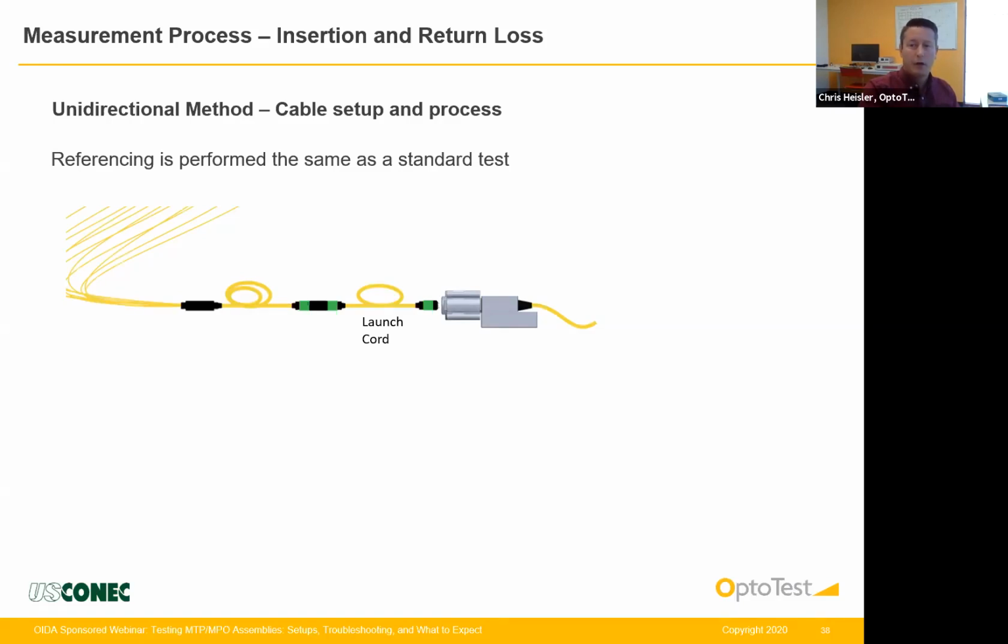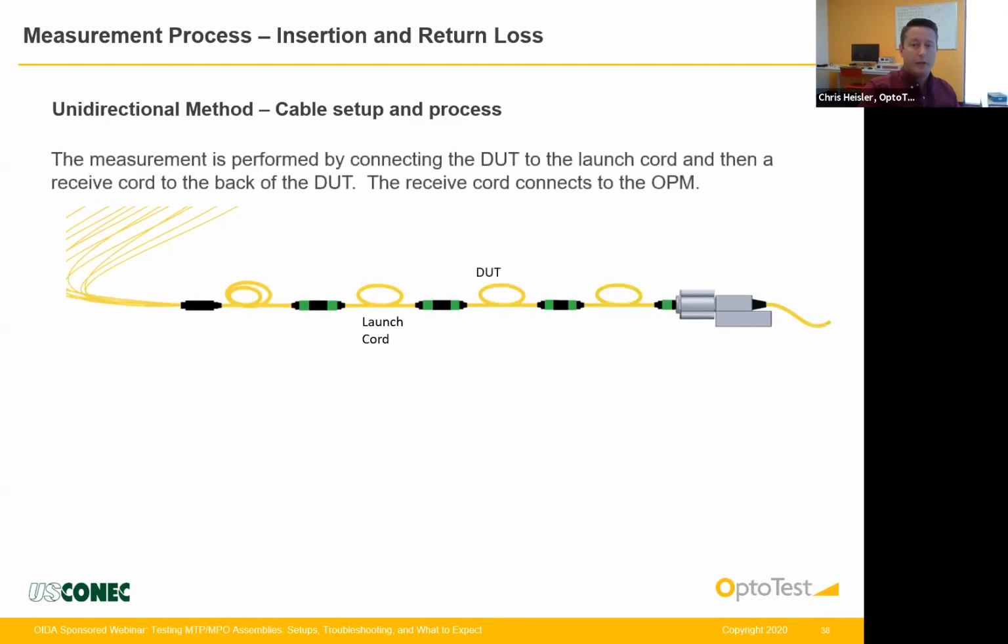In this method, we also want to measure return loss on the second connector, so this position needs to be known as well. The measurement is performed by connecting the DUT to the launch cord and then connecting a receive cord on the back end of the DUT. The receive cord is then connected to the OPM. The insertion loss is measured through the entire link. The return loss is measured on the front side of the DUT.